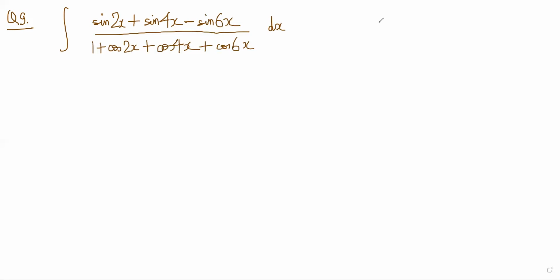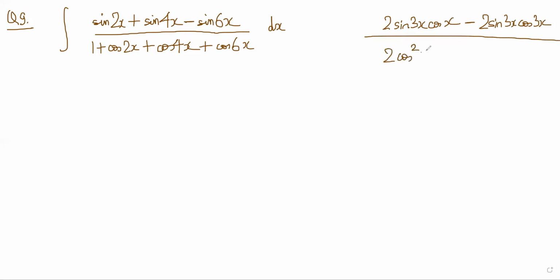So I know that sine 2x plus sine 4x is 2 sine of (c plus d) by 2, so it's 3x, and cos of (c minus d) by 2, which is x, minus this is 2 sine 3x cos 3x, double angle formula, divided by 1 plus cos 2x, which is 2 cos square x, plus cos c plus cos d, which is 2 cos of (c plus d) by 2 cos of (c minus d) by 2, so cos x cos 5x, right? Great.